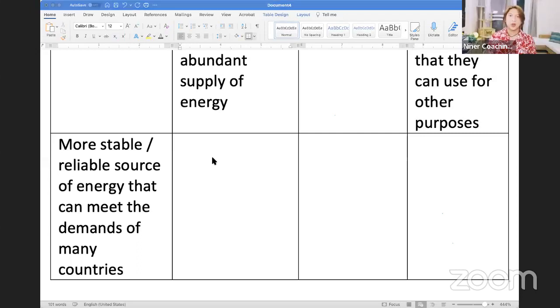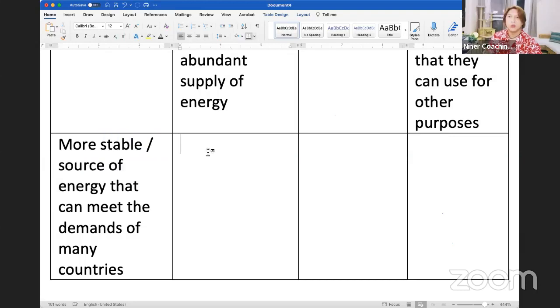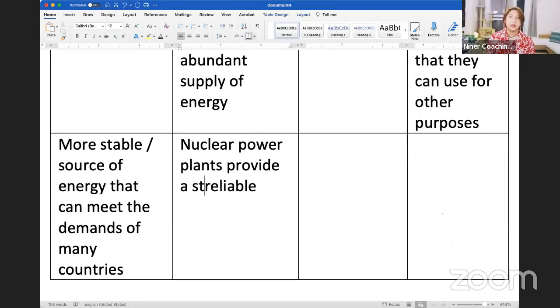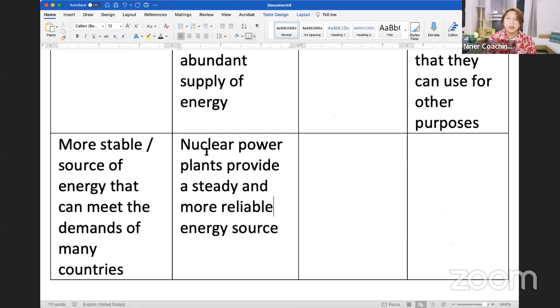Okay, all right. So if you have nuclear power plants, let's use one word from here. Yeah, so for example, we can use reliable here. More stable source, we can use reliable right here. So nuclear power plants provide a more steady and more reliable power or energy source. Instead of provide, nuclear power plants are a steady and more reliable energy source. What could be the reason for that?